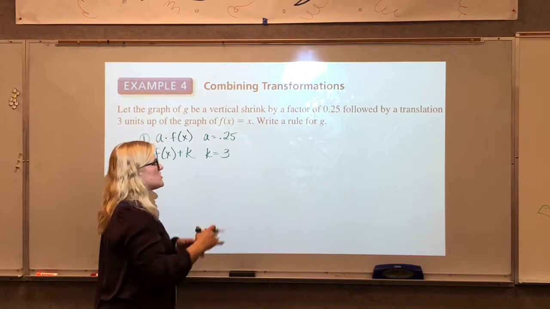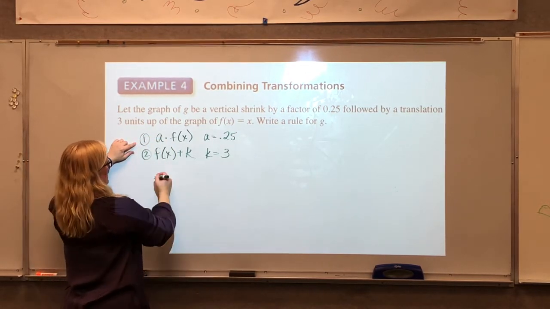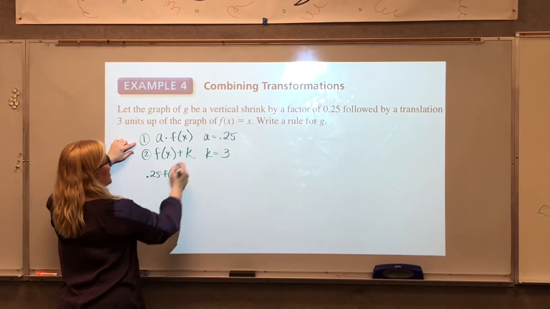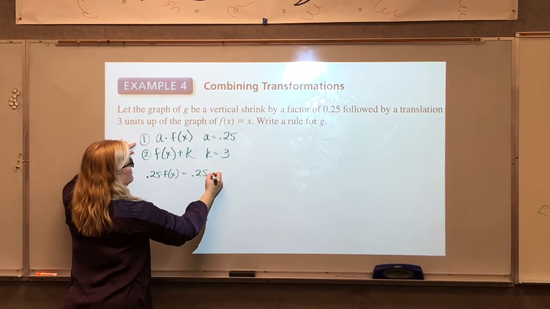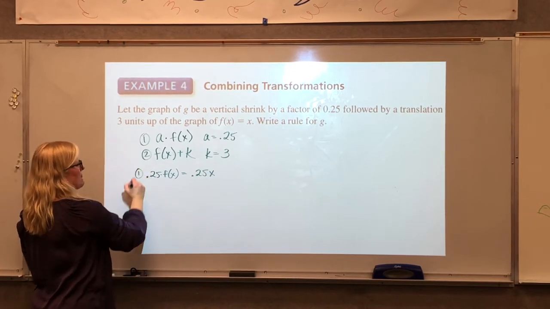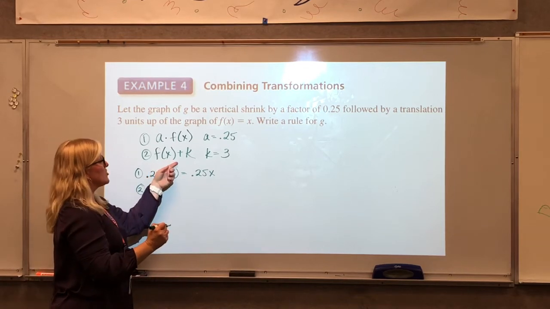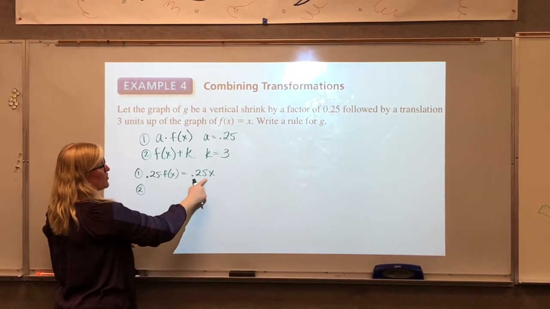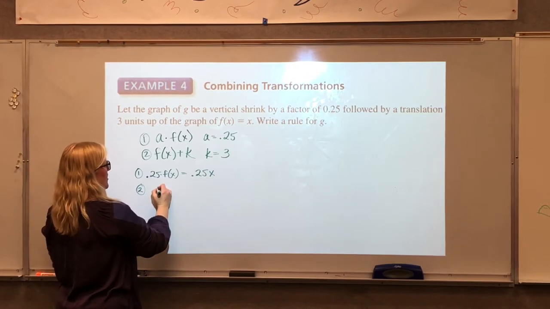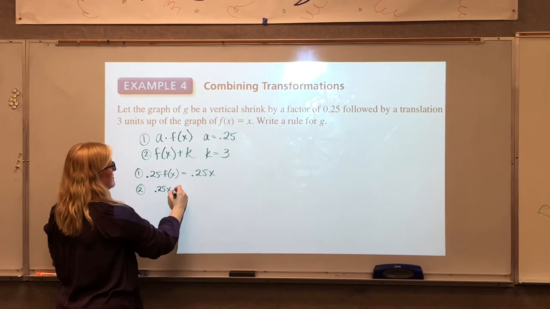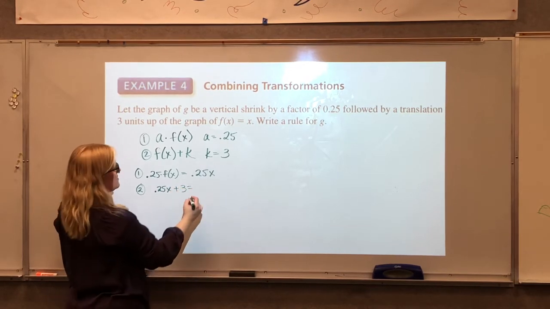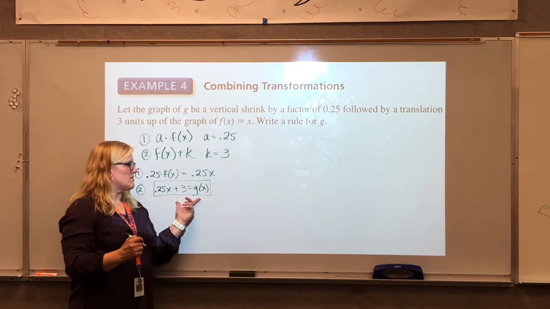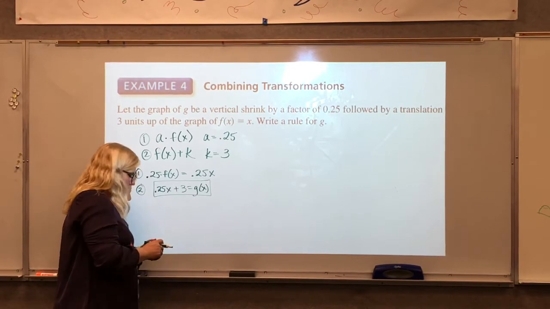Okay, so f of x equals x. This is just a line. All right, so the first thing we're going to do is take 0.25 times f of x. Well, f of x is just x, so this is 0.25x. So there's the first one. Second thing we're going to do is move it up 3. And so we do that by taking our new function and adding 3 to it. So we've got 0.25x, and we add 3. And they want us to call it g. So g of x equals this equation right here.